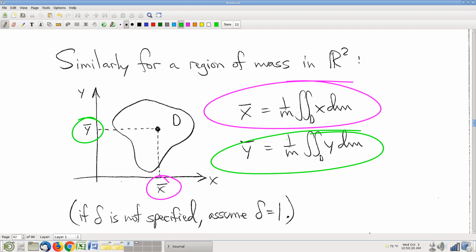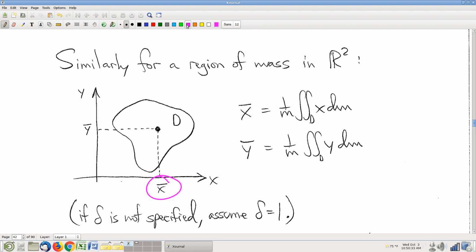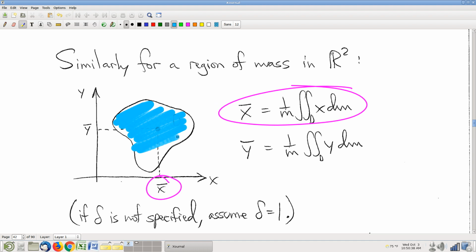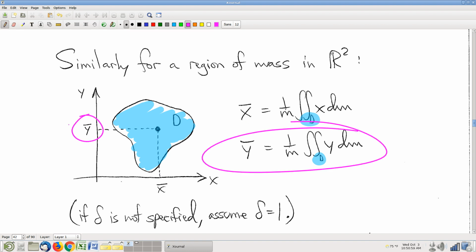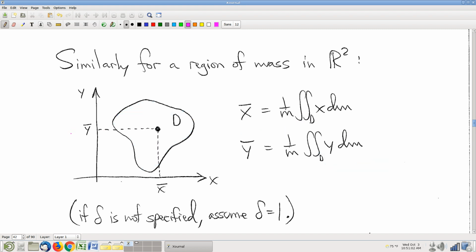Now, do notice that for each one of these, let's look at the x-coordinate, we are still adding up over the entire region. It's still all of the pieces of mass. So the domain is this entire region, so it is a double integral now. It's a double integral that computes the x-coordinate of the center of mass. And then likewise, it's a double integral that computes the y-coordinate of the center of mass also.